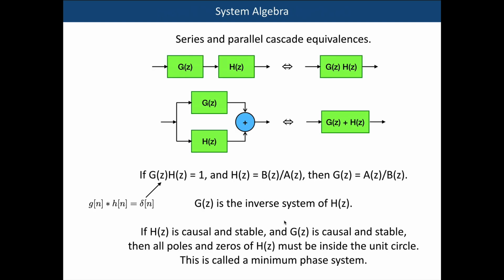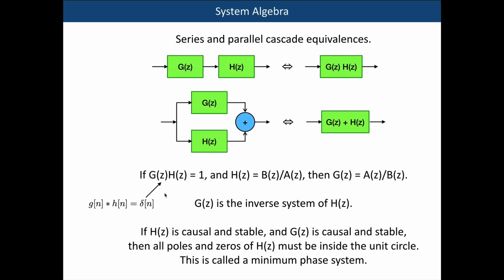Now let's move on and talk about some system algebra concepts. We are interested in looking here at series and parallel cascades and understanding what this means. And we've seen this sort of thing before. If you have a series cascade of two systems, we know that in the time domain we convolve their impulse responses. So in the Z domain, we're going to multiply their transfer functions. Also, if we have a parallel cascade of two systems running in parallel, fed by the same input, their outputs being added together, then the combined system would just add their transfer functions.